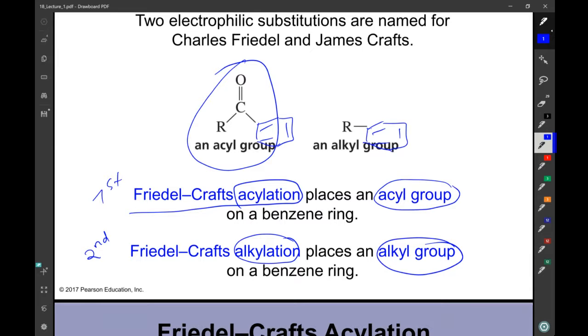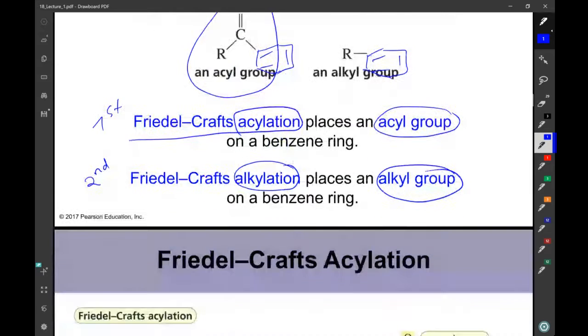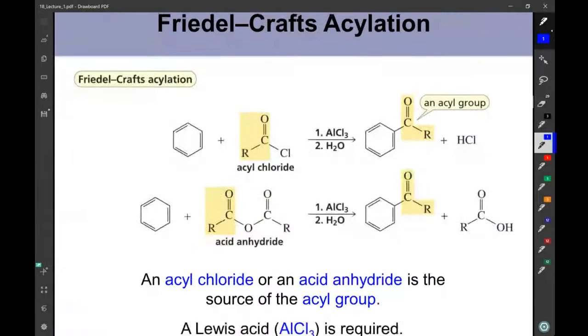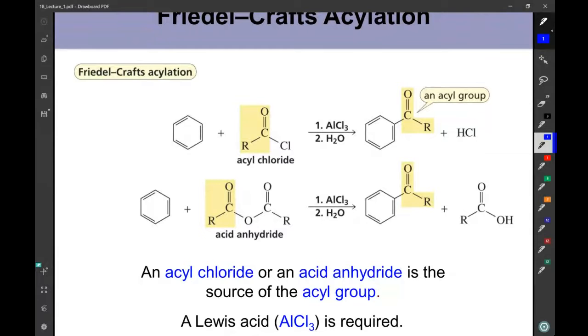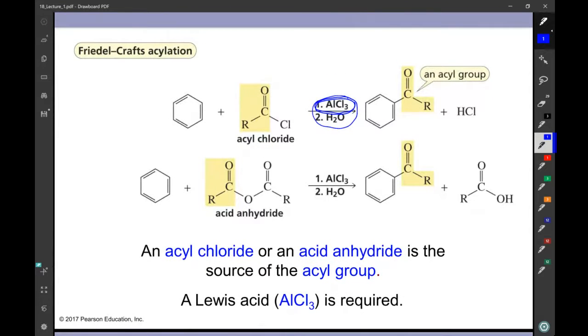Again, I will emphasize, like any other reaction of benzene, the most important thing is the generation of the electrophile. In the Friedel-Crafts acylation, for example the one we're using here, we're using a Lewis acid as our catalyst, and the job of the Lewis acid is to create the electrophile. So for a Friedel-Crafts acylation, we can use an acyl chloride or an acid anhydride.